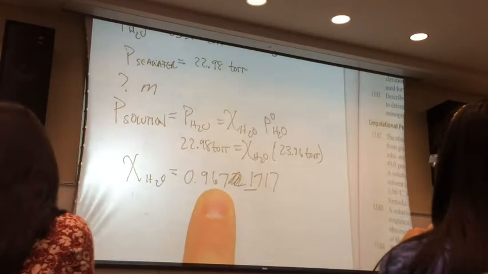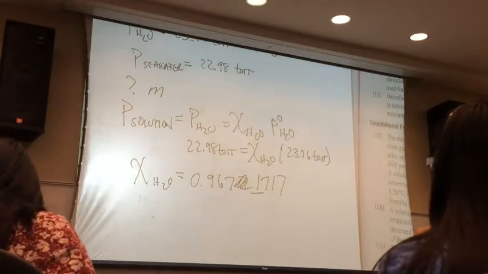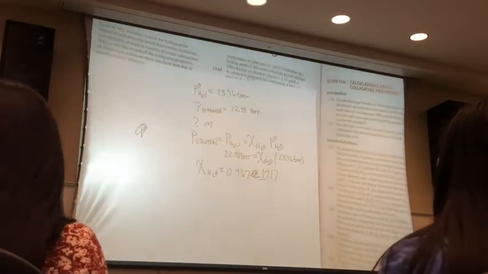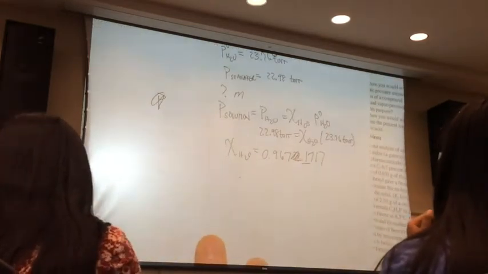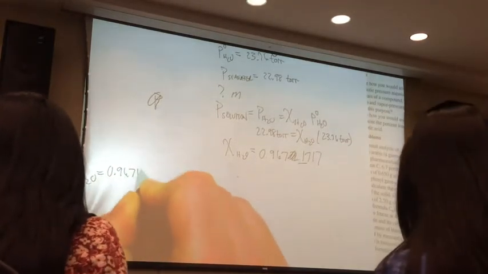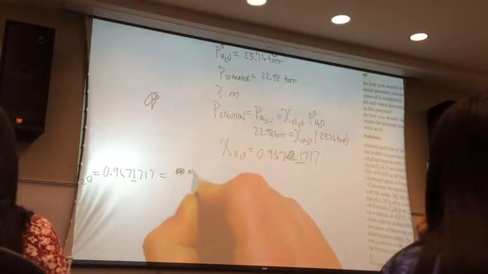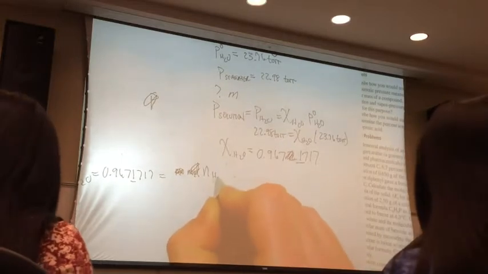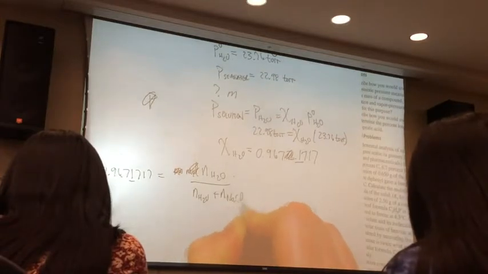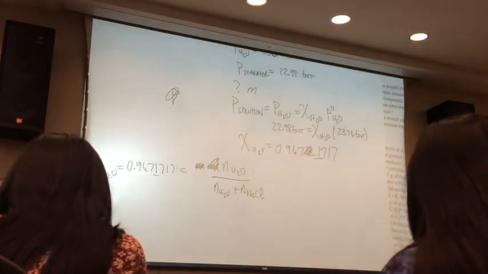All right, so now we have a mole fraction, but we wanted a molality, so now this is a unit conversion problem. So the mole fraction of water, which is 0.9671717, is equal to the moles of water, N of water, divided by N of water plus N of NaCl. Everybody okay with that? That's what the mole fraction is, that number.